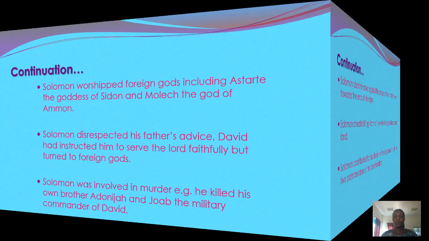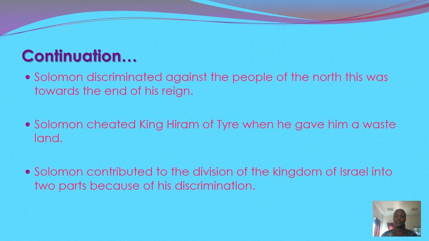Solomon, we are seeing him failing also when he cheated King Hiram of Tyre. He gave him a wasteland, yet Hiram had provided almost all the building materials that Solomon needed for the building of the temple and also his palace. So cheating was a weakness that Solomon exhibited towards Hiram of Tyre.